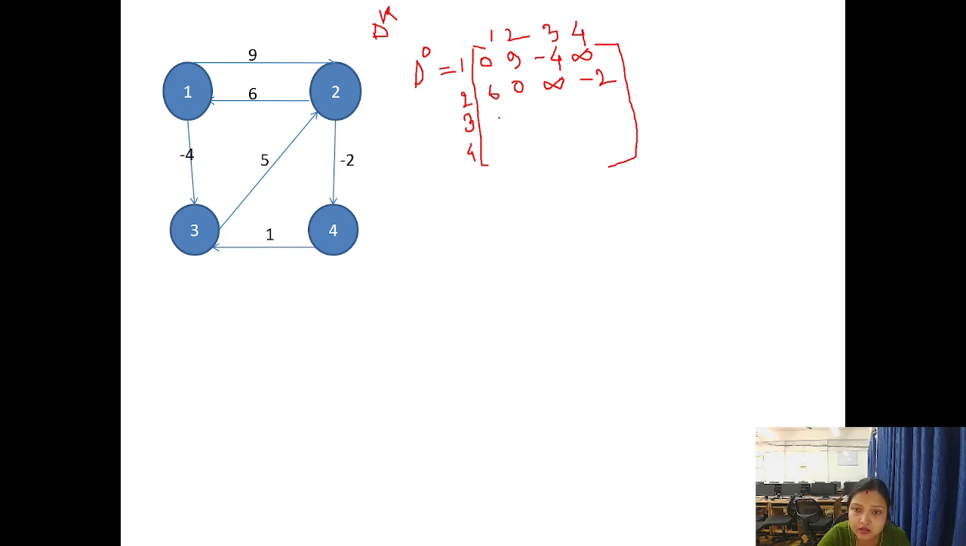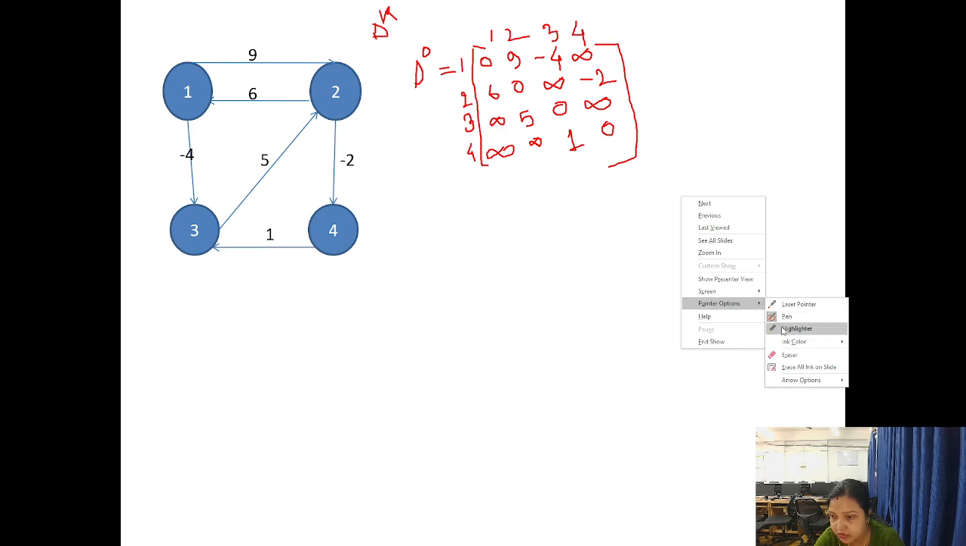Next is 3 to 1. There is no direct path, so infinity. 3 to 2, yes, there is a path, which is 5. 3 to 3 is 0, and 3 to 4, there is no direct path between 3 and 4, so infinity. Now 4 to 1, there is no direct path, so infinity. 4 to 2, no path, that is infinity. 4 to 3, yes, there is a direct path, that is 1, and 4 to 4 is 0. So we have created the table for D0.